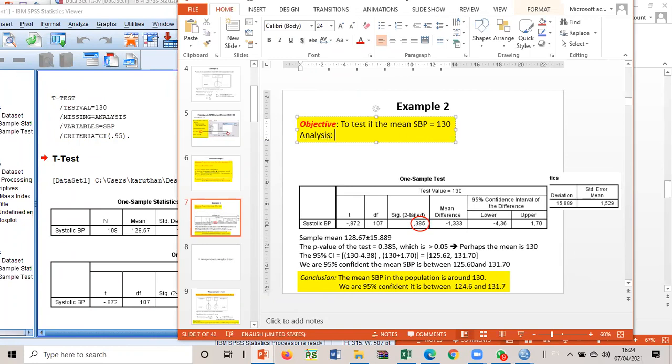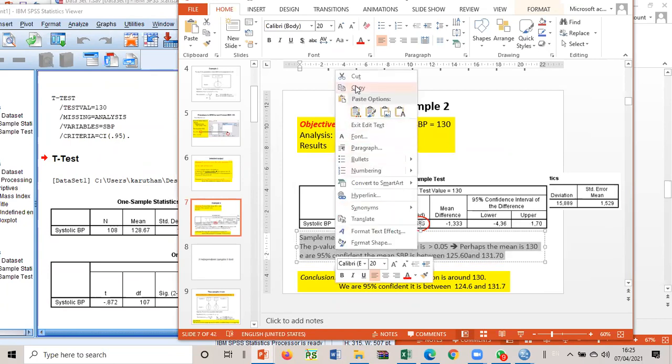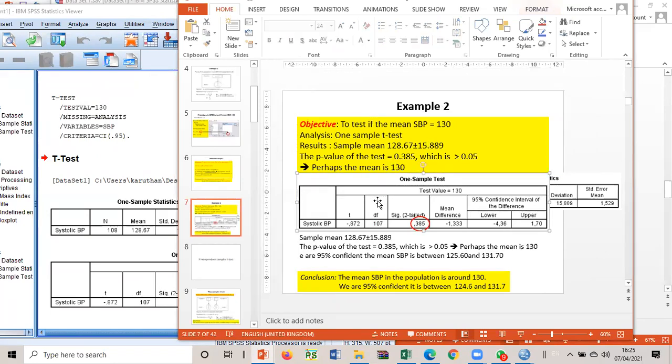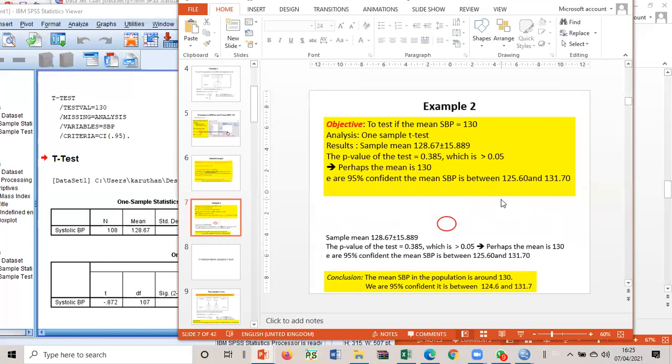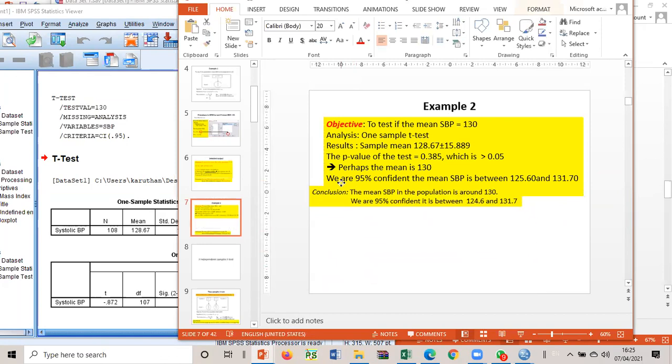Okay, continue. Analysis, one sample t-test. Result, sample mean is 128.67 plus minus 15.889. The p-value of the test was 0.385, which is more than 0.05. This implies the mean is perhaps 130. Yes, perhaps. We are 95% confident the mean SBP is between 125.6 and 131.7.